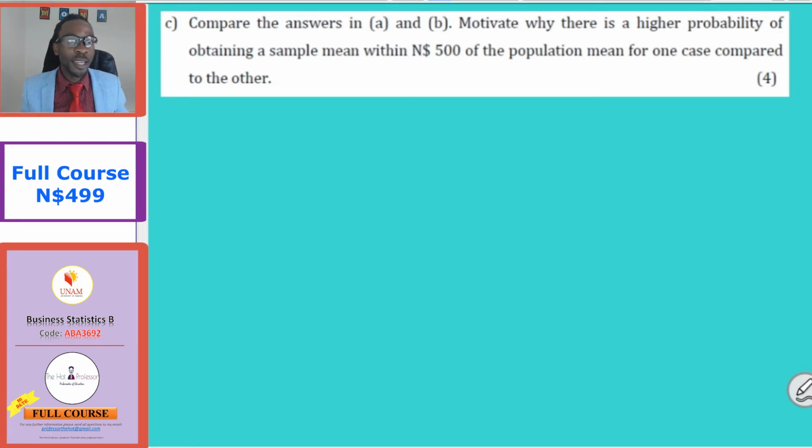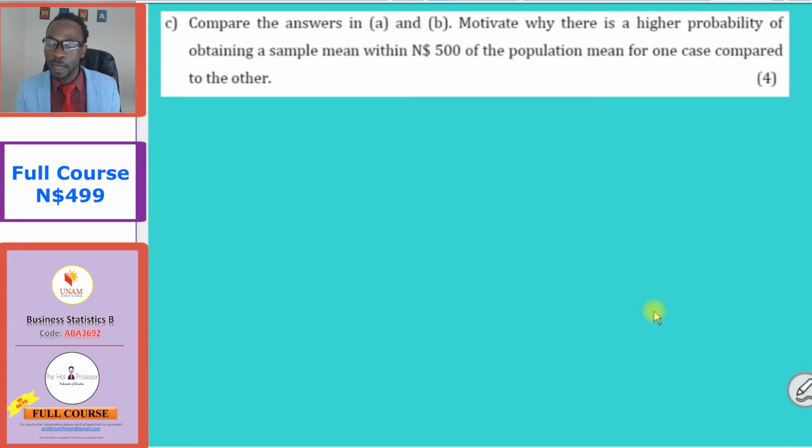Okay, let's look at part C of our assignments. Remember, we're working on business statistics 1B or business statistics B for University of Namibia. All right, so the first question was asking for probability for accounting. Second question, probability for economic students. Now we want to compare the answers in A and B.